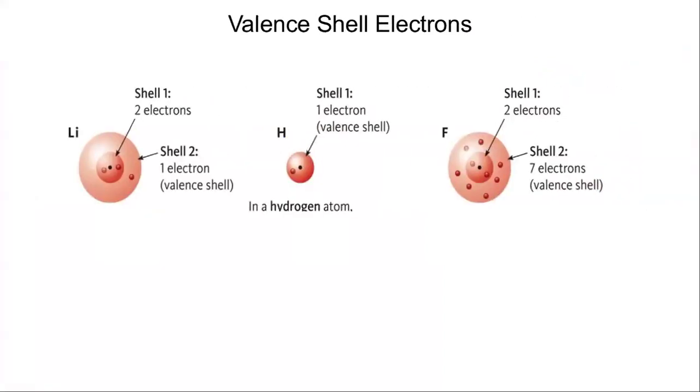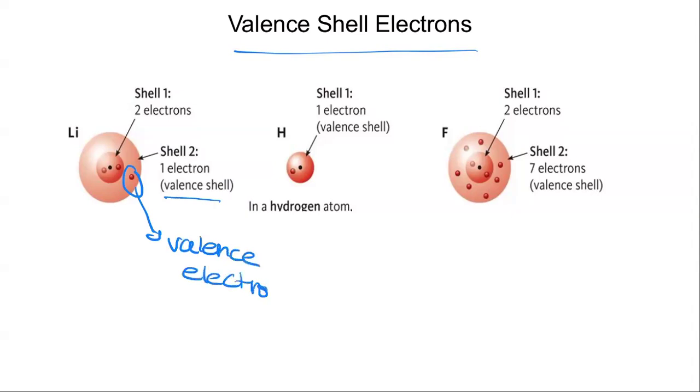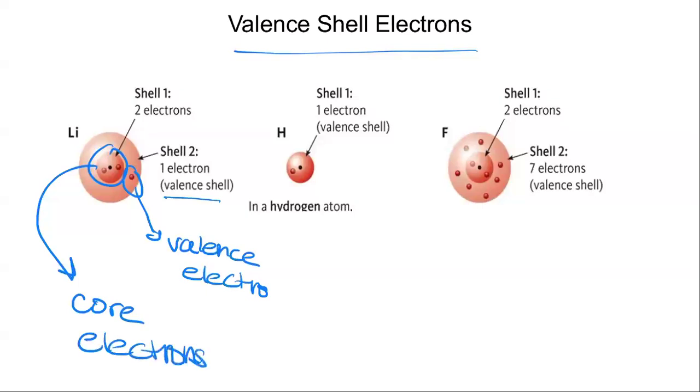This is just one more visual for showing where the valence electrons are. The valence electrons are the ones that are in my outermost shell. So here we know the electron's moving, but it's showing you I have an electron in my outermost valence shell. Those are my valence electrons. That is a valence electron. Valence electron. And these two would be called what? What would you call those two electrons? Hopefully you're saying my core electrons. Those are my core electrons.